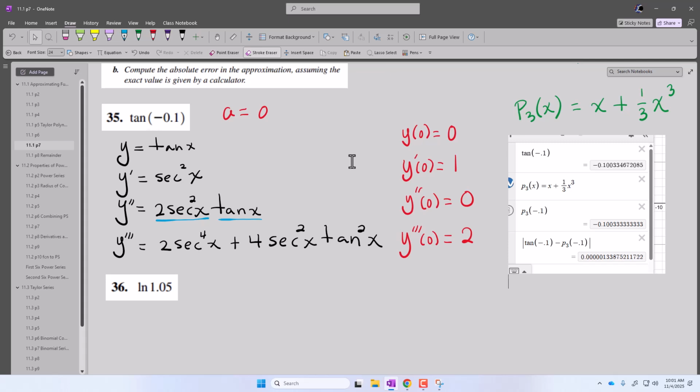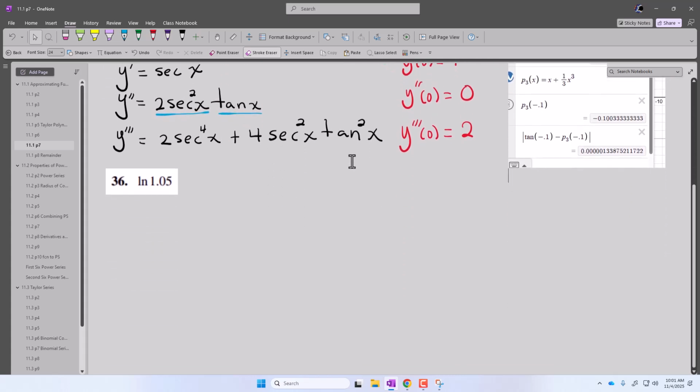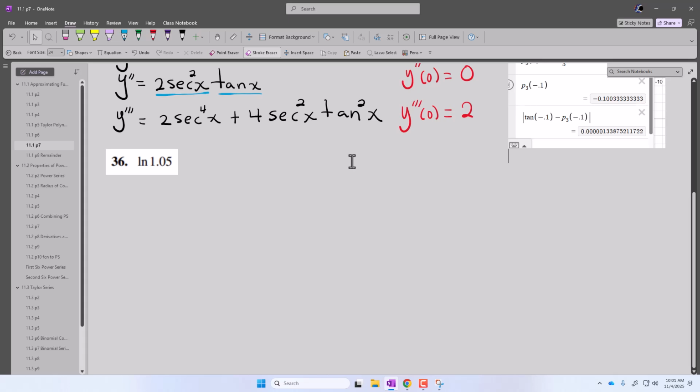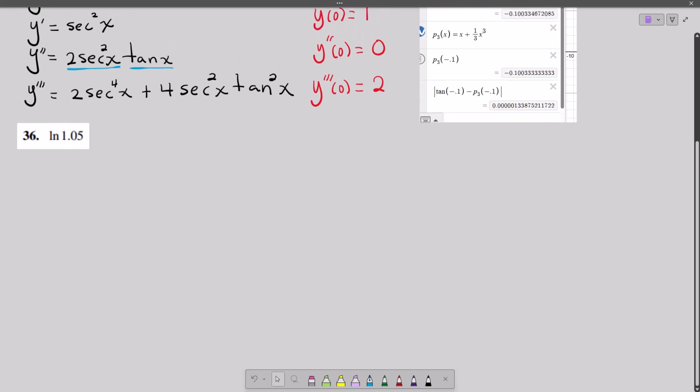All right, so you all try this one. Same idea, go out to the third order. And what do you think the center should be here if we're approximating natural log of 1.05? 1. Because 1 is the closest value for which we know what the natural log of 1 is. So take your derivatives and do it the same way we just did that one. And let me know if you have a question. I can come and give you a tip.